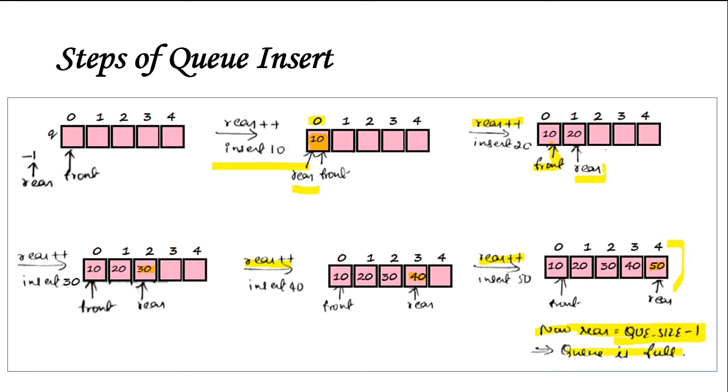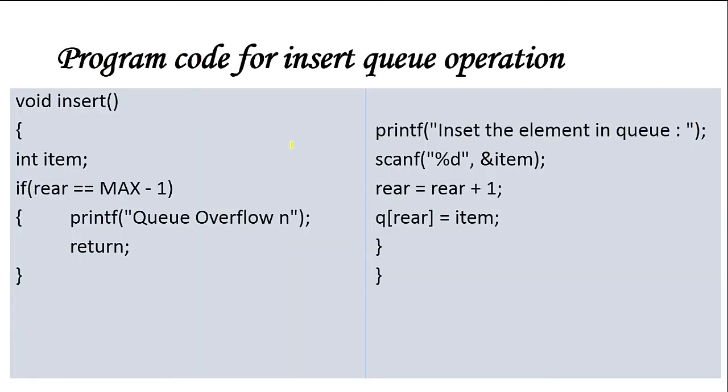And when you reach this particular condition, you can finalize that the queue is overflow. Suppose you try to insert again, then it should display queue is overflow. So how can I write the program code for this? I can write the code like this. If rear is pointing to max minus 1, then queue is overflow. Otherwise, insert the element into the queue.